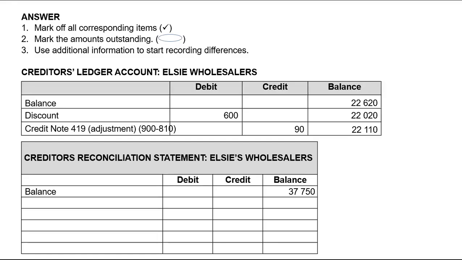So that will go to the creditors reconciliation. So they were supposed to credit our account. You see, we're preparing it from their perspective because to them we are a debtor. They need to reduce what we owe them by 780 because we returned goods to them. When you take 37,750 minus 780, you will be left with 36,917. Good. Awesome, right? All right, let's move on.